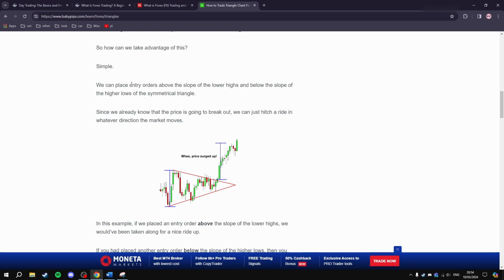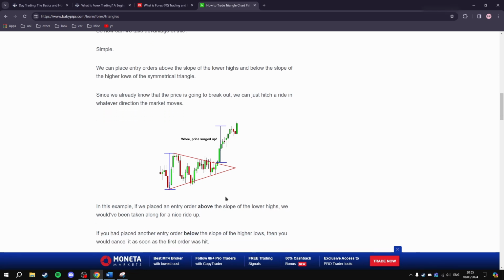We can place entry orders above the slope of the lower highs, so above here, and below the slope of the higher lows of the symmetrical triangle.